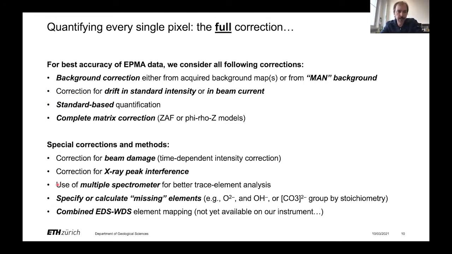We can correct potentially for beam damage using this time-dependent intensity correction. We can correct for peak interferences, if you have 2 X-rays that are too close together, that they sum up and they give you a fake signal. We can use multiple spectrometers for better precision on some trace element analysis. We can also add some elements that we have not measured. So this could be typically oxygen that we usually constrain by stoichiometry. This could be the OH group. Of course, we cannot see hydrogen on the microprobe. Or this could also be the carbonate group for carbonates.